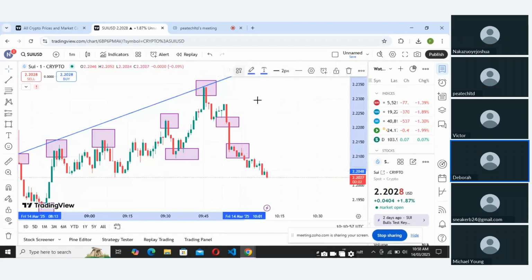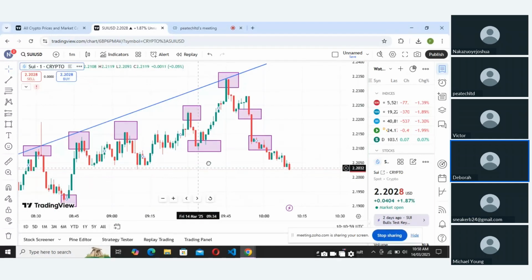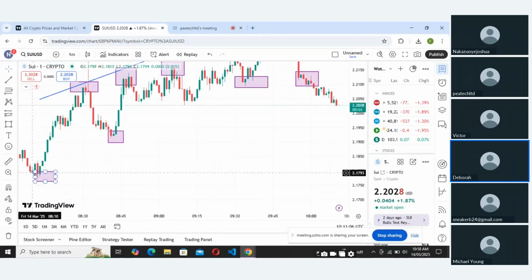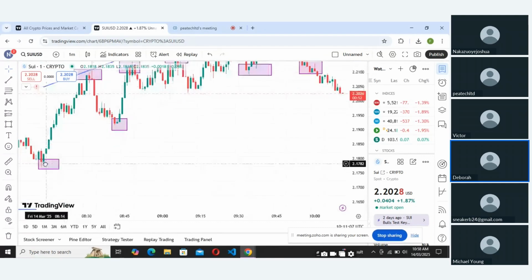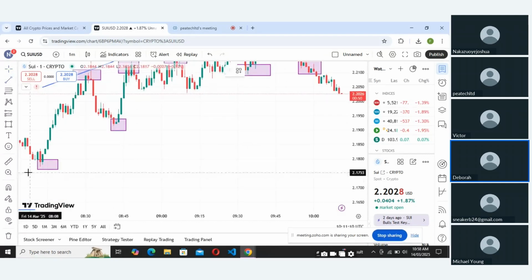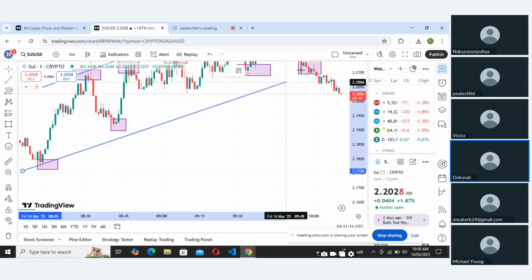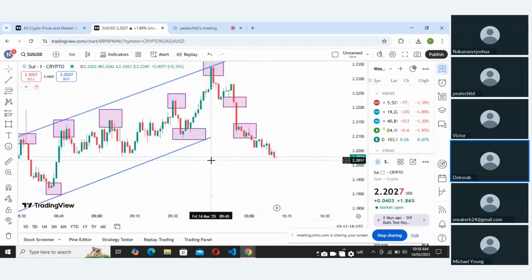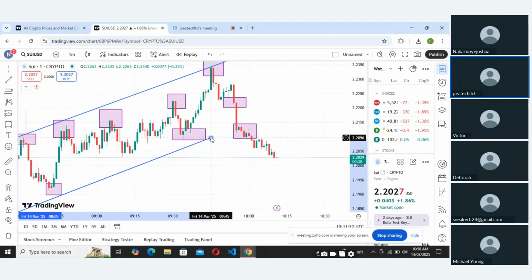From here, this is an upward movement. From here. Sorry, I'm just getting used to using this drawing. Right.